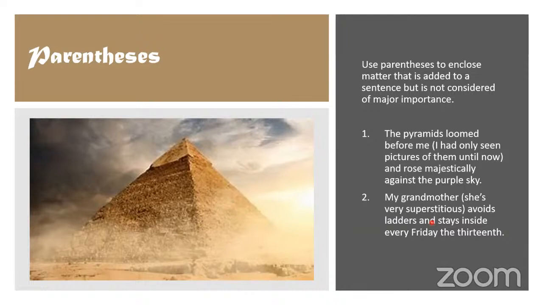Okay, so we're going to enclose some words that are not considered of major importance, but we want to give more examples or more data about the topic, right? For example, the pyramids loomed before us. We want to enclose this part, because it's not of major importance: I had only seen pictures of them until now. Okay, and we're going to continue with this part: and rose majestically against the purple sky.